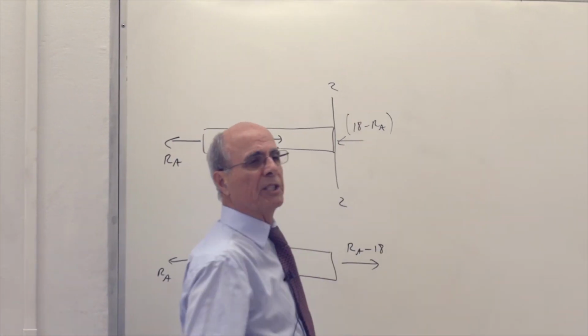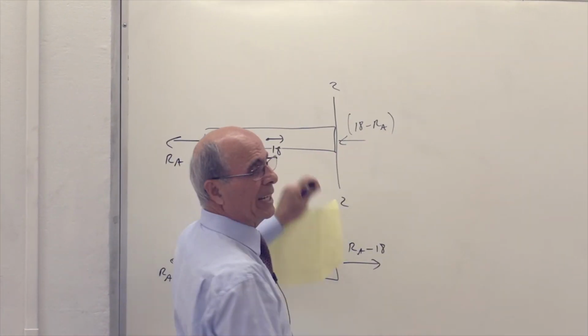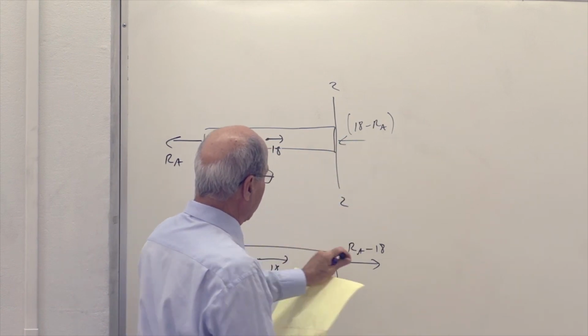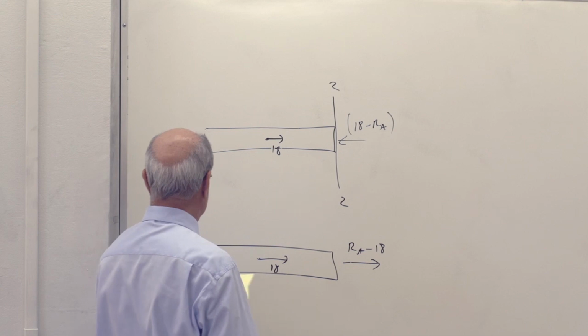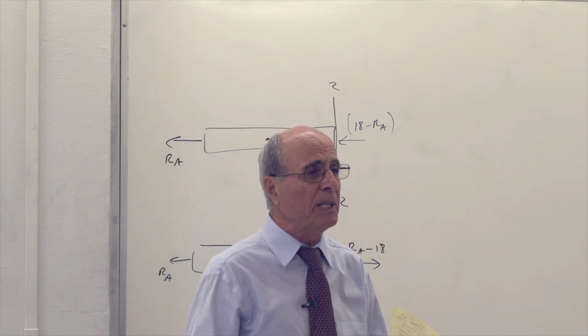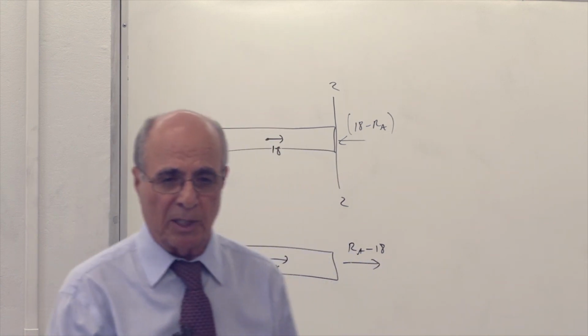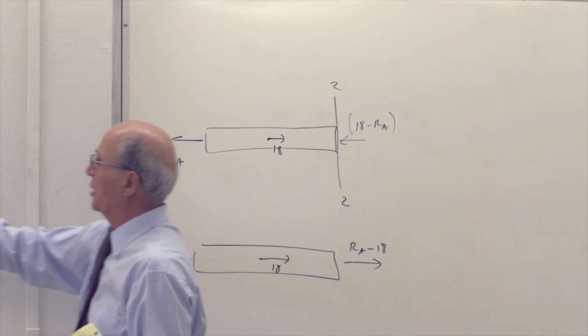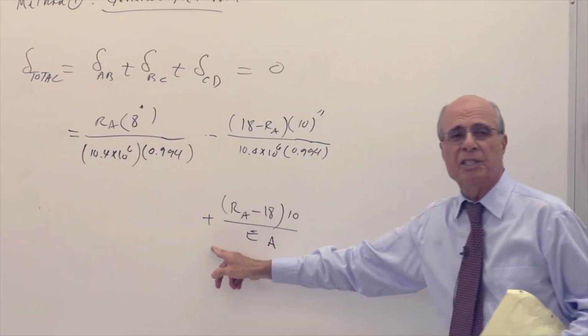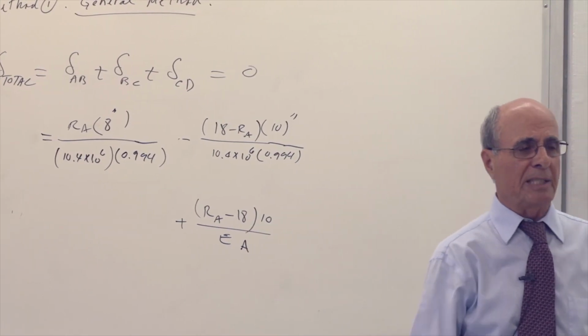Which become in compression, assuming RA is less than 18. If RA is larger than 18, this is 30 minus 18. I have to have 12 there, 18 there, 30 here. Is that correct? They all will be in tension. Everybody see, both of them are the same. Because if I put here a minus, that is as I put it here. This is in compression mode. This is in tension mode, exactly the same.